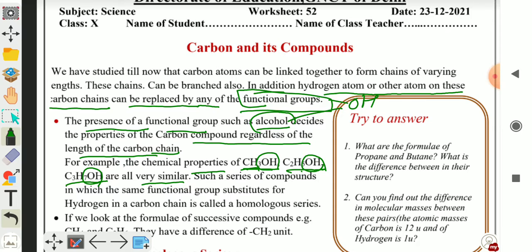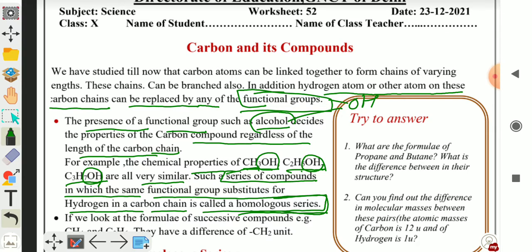Such a series of compounds in which the same functional group substitutes for hydrogen in a carbon chain is called homologous series. What do we call such a series? Series in which the same functional group substitutes for hydrogen in carbon compounds. This series is called homologous series.